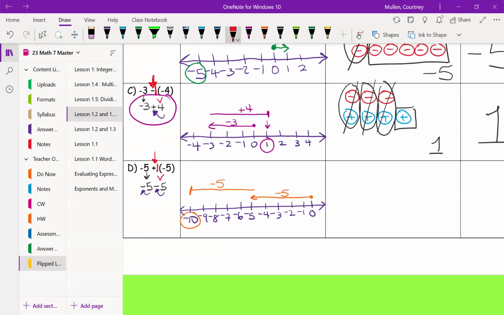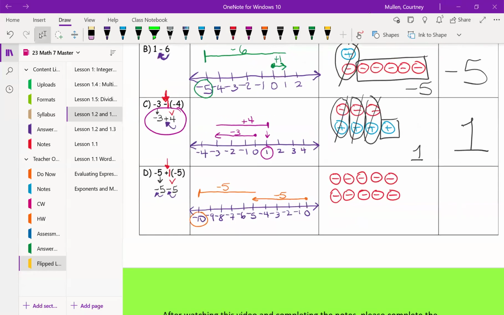With the counters, we first have 5 negative counters. And then we have 5 more negative counters. How many additive inverse pairs do you think we have here? Did you say 5? That's not right. We have to have a positive and a negative. They have to be opposites to be additive inverses. I don't see any positives, so we don't have any additive inverse pairs, which means we cannot cancel anything out, and what we're left with is our sum. How many negative counters are here? 10, and they're negative.